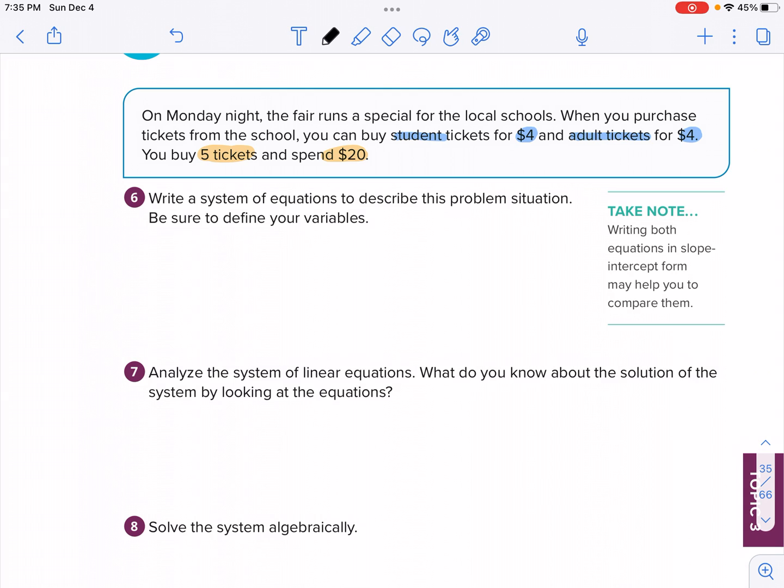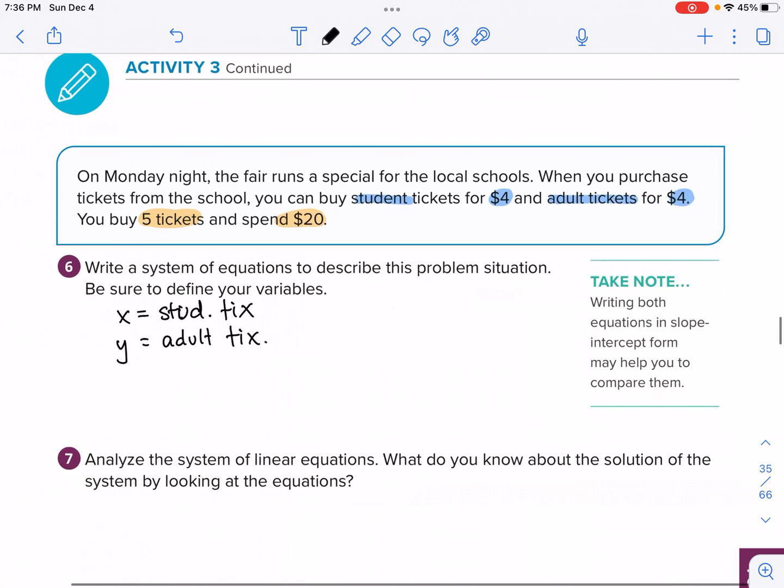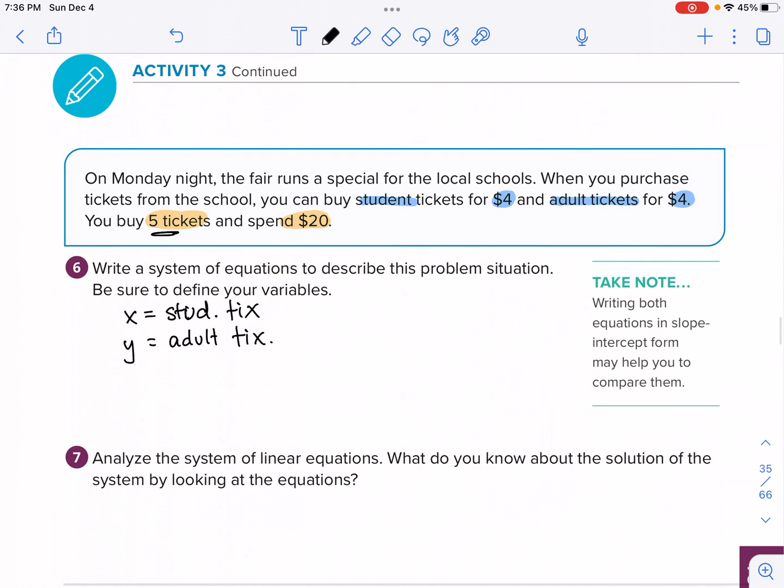I'm going to write the first equation. Well, actually, let's define our variables. We'll say x is student tickets. And y is adult tickets. Okay. So the first equation, to represent the number of tickets, we know that there's 5 tickets total. So we could say that the number of student tickets plus the number of adult tickets is equal to 5.